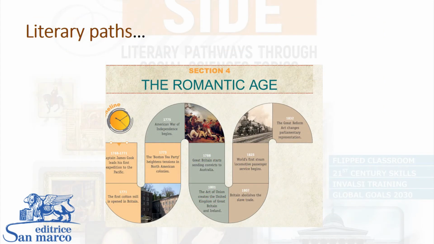Okay, now I'd like to show you a bit more in detail the literary paths. This is taken from section 4 of the book, which is devoted to the Romantic Age. As I told you before, the theme of this seminar is about imagination and childhood, and we know how important these aspects were during the Romantic Age.